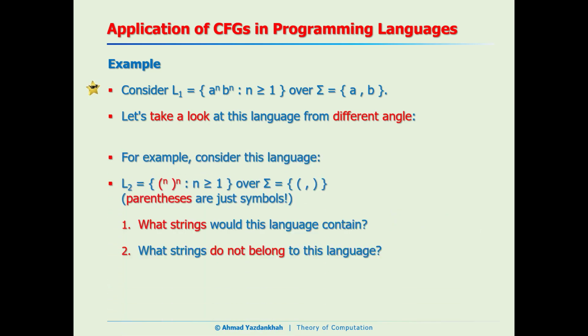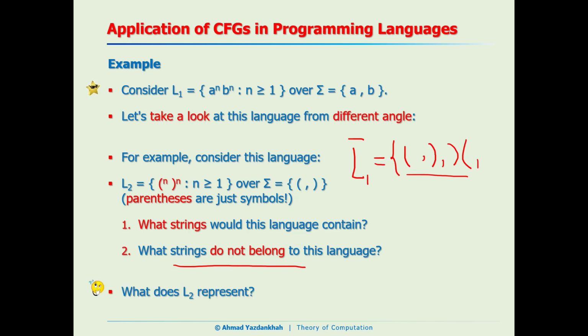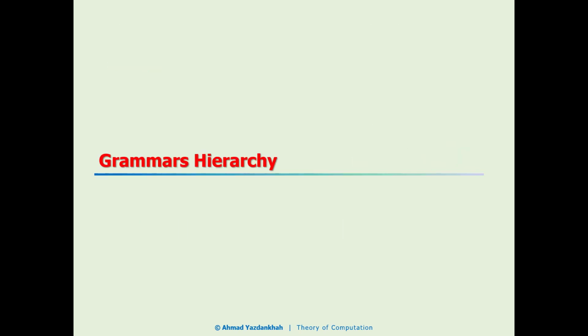The next question is, what strings do not belong to this language? It's easy, right? Let's say L1 bar is something like this. For example, one left parenthesis, or one right parenthesis, or a parenthesis like this. You see, all of them are illegal in programming languages. This famous language that we have seen many, many times in this course has an application in programming languages. In this section, we want to talk about the hierarchy of the grammars.